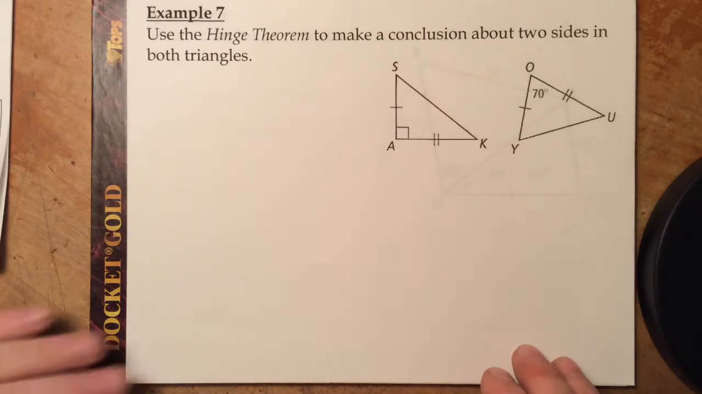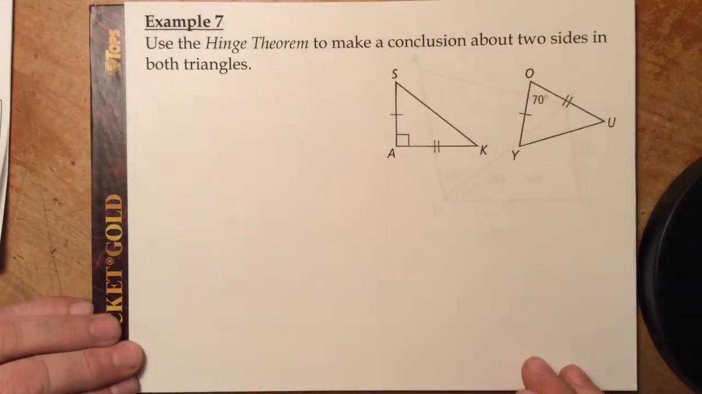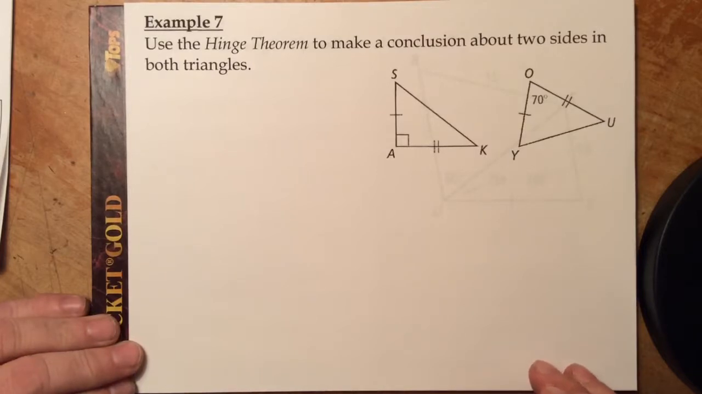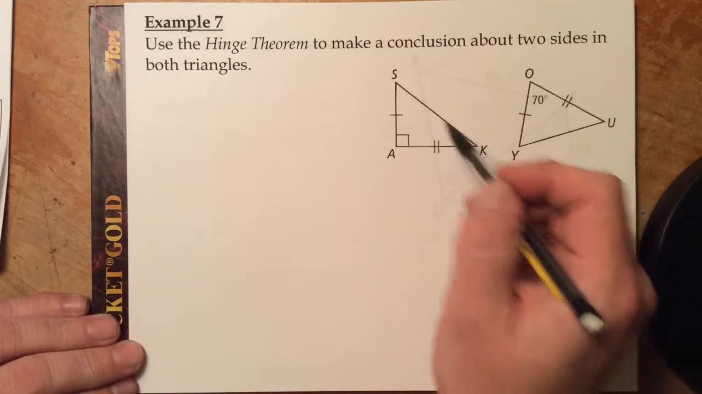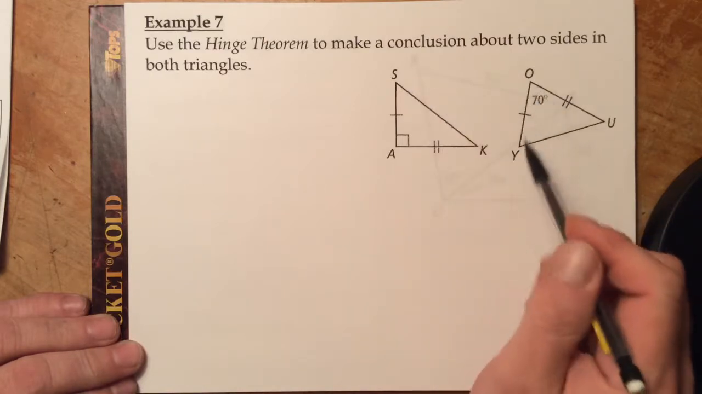Example 7. Use the Hinge theorem to make a conclusion about two sides in both triangles. Here we have triangle SAK and triangle OYU.